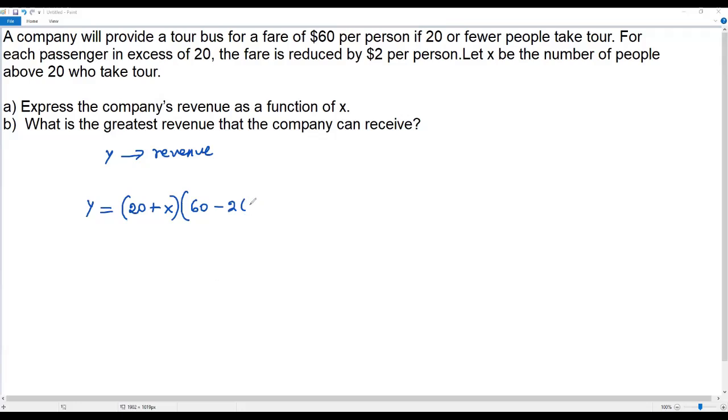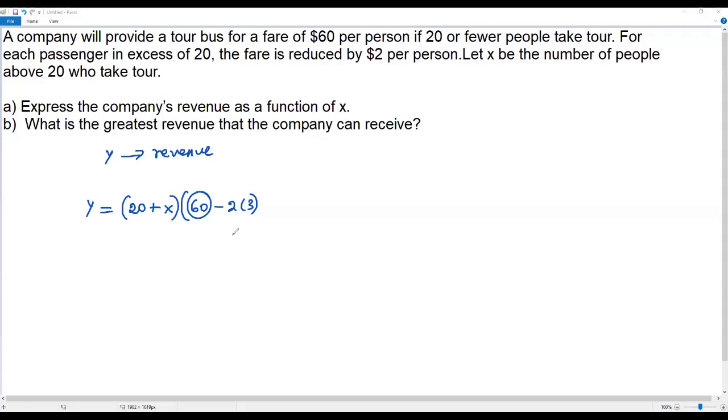What if there are 2 people above 20? So 2 times 2 is 4. $4 will be reduced from the actual fare. Then the fare will become $56. If there are 3 people, we have to write 3, so 2 times 3 is 6, because for each person, $2 is reduced. If there are 3 people, 2 times 3, that is $6, will be reduced from the actual fare.